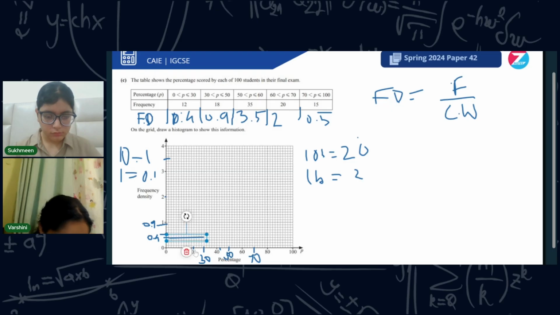Just extend it, and extend it downwards as well.